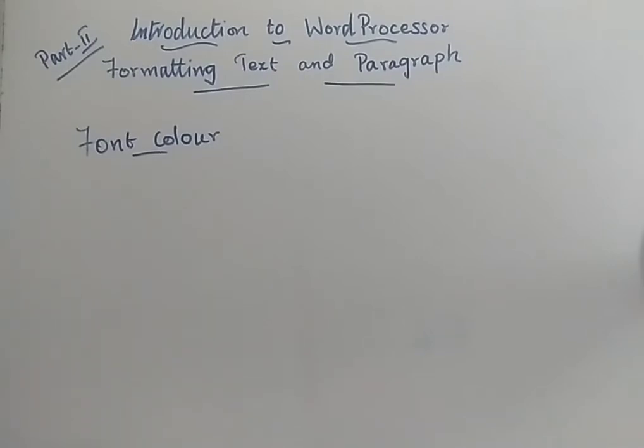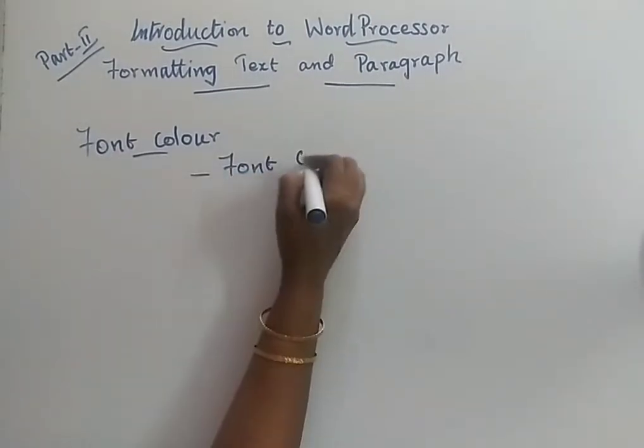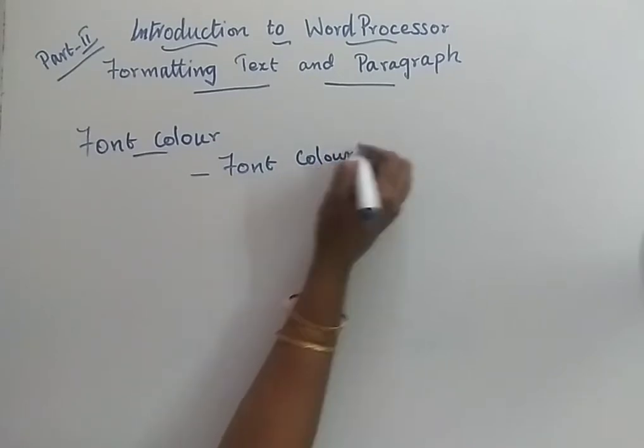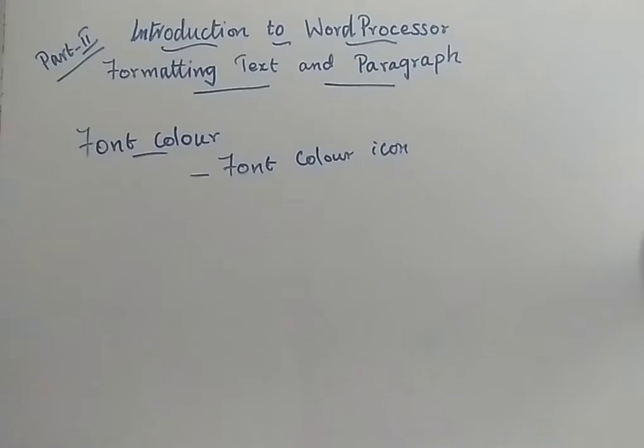For that, what do you have to do? First you have to select the text. Next you have to click on the font color icon that is displayed on the toolbar. There you have two types of toolbar, no? What are they?